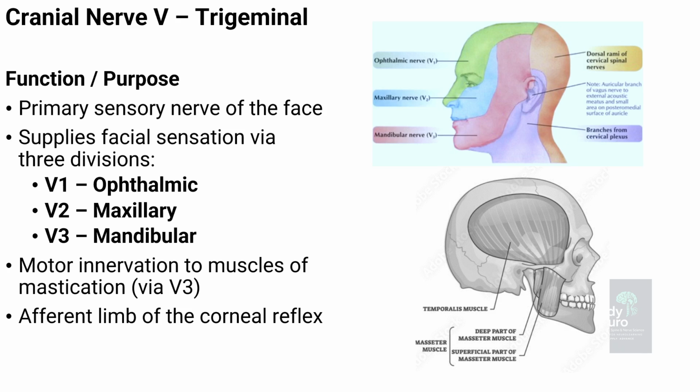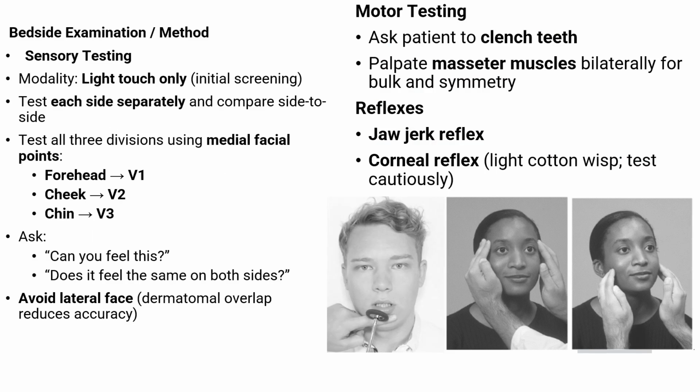When examining the trigeminal nerve, you're really assessing two main things: facial sensation and jaw strength. This nerve supplies almost all sensation to the face and also controls the muscles used for chewing, so abnormalities here can be very localizing. I usually start with sensation. Using light touch only, I test the face systematically and always compare one side with the other.